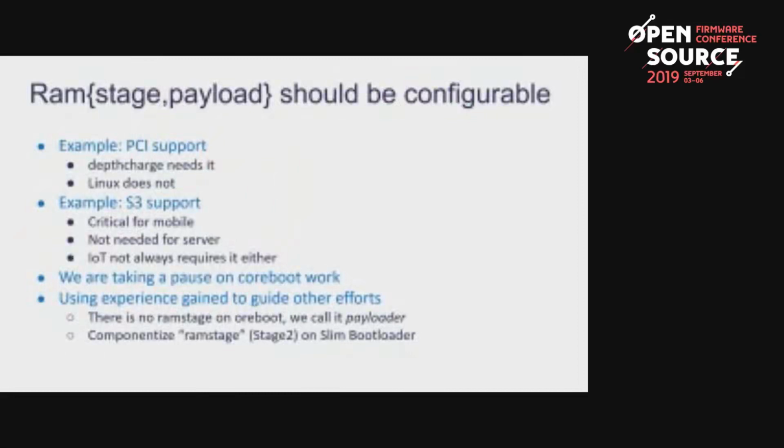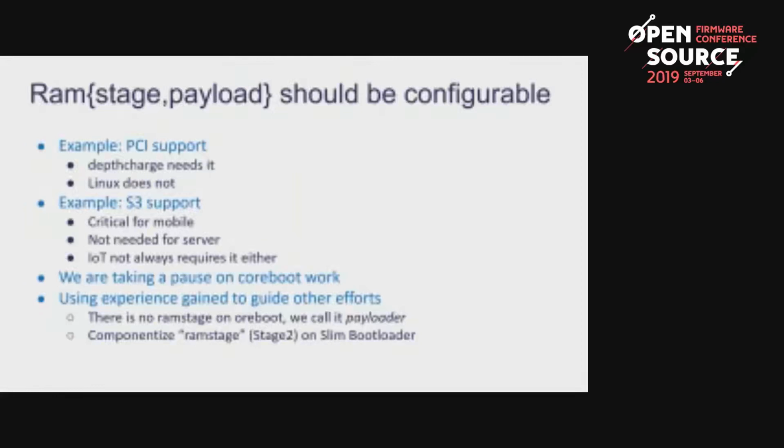Should you remove the RAM stage and then add PCI support into postcar? That to me doesn't make a ton of sense, right? It's not really about moving the deck chairs around. It's sort of like saying, I can remove the RAM stage because my payload does everything that the RAM stage is doing. And in the case of Linux, that's true. Linux can configure a PCI bus nowadays where 20 years ago it could not.